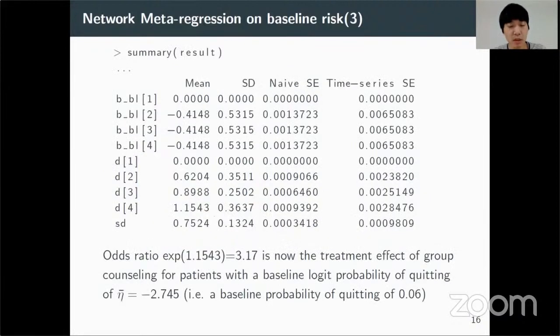So this is the summary of the result. And now we have a new parameter, BBL, which is the regressor for the baseline risk regression coefficient. So now the interpretation for the odds ratio, which is 3.17, is now the treatment effect of the group counseling for patients with a baseline probability of quitting of 0.06.